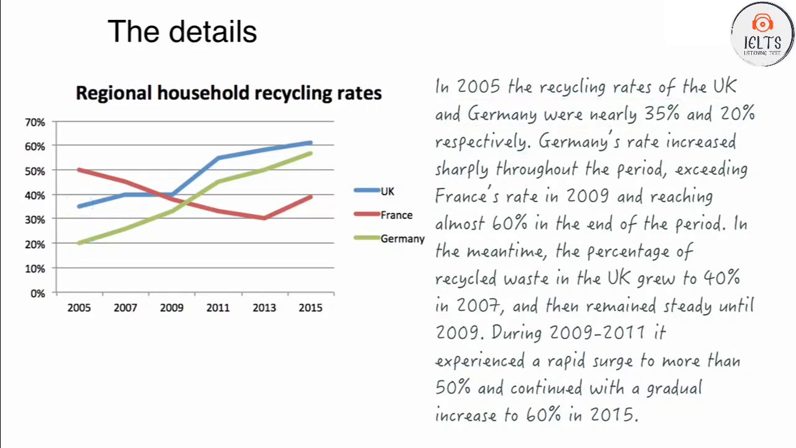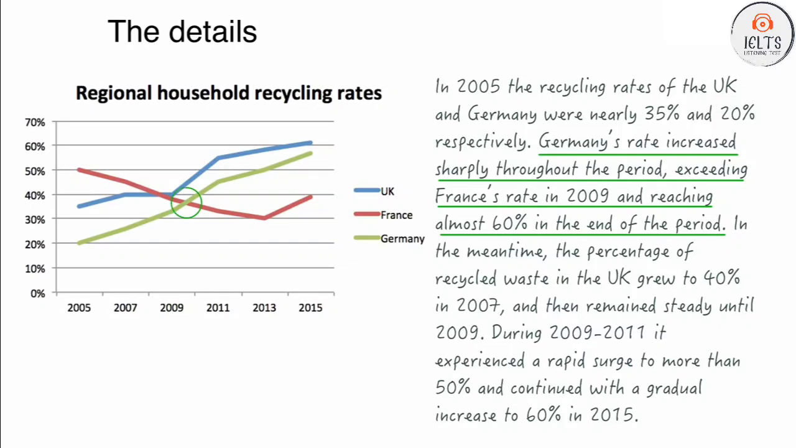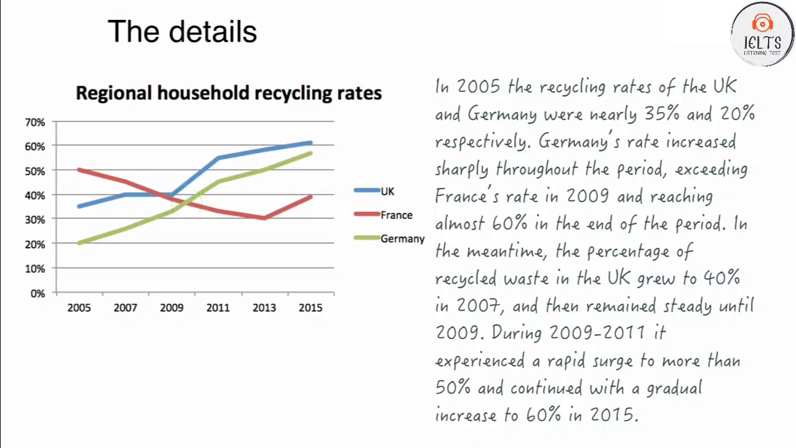After that, I describe how Germany's rate changed, providing the percentages in some important points, and in the end of our time period. Germany's rate increased sharply throughout the period, exceeding France's rate in 2009 and reaching almost 60% in the end of the period. You see, I chose the point where Germany's rate outraces that of the French to be important, but it's up to you to choose your important points. However, you should always indicate the percentages in the beginning and in the end of your time period.